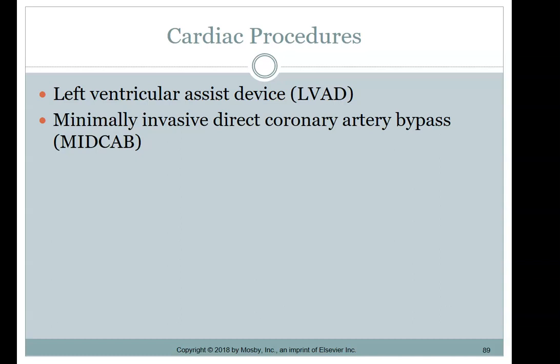The minimally invasive direct coronary artery bypass, or MIDCAB, is a surgical procedure in which the heart is still beating while a minimal incision is made over the blocked coronary artery, and an artery from the chest wall is used as the bypass.